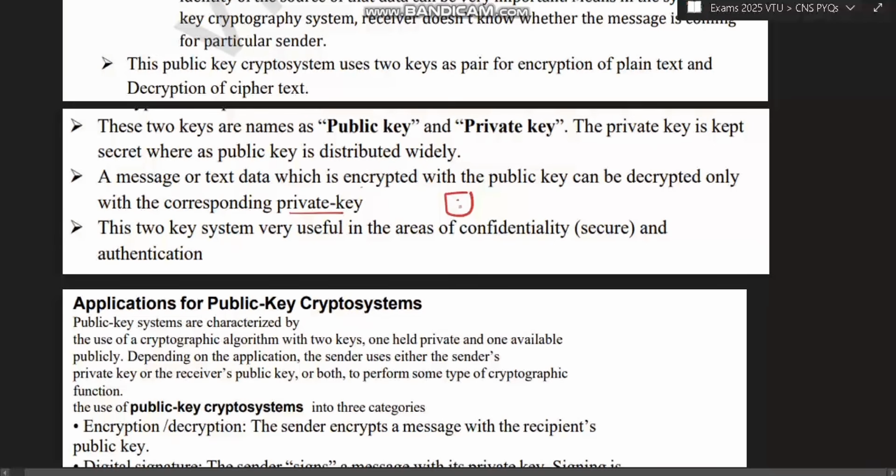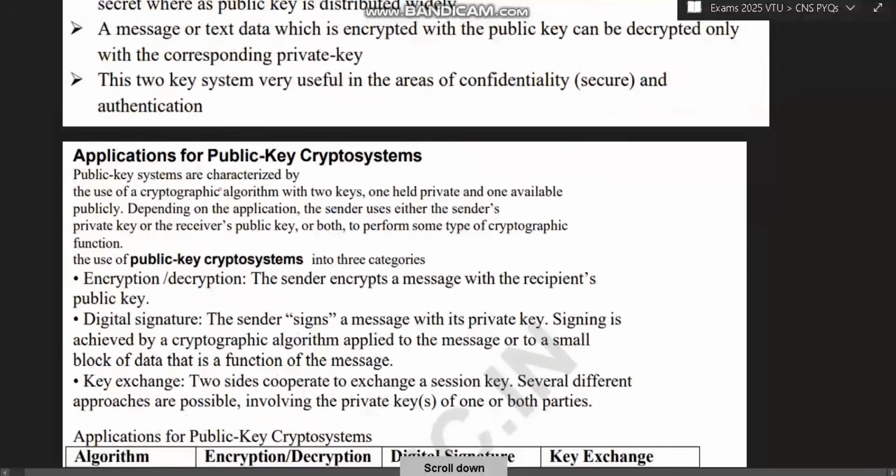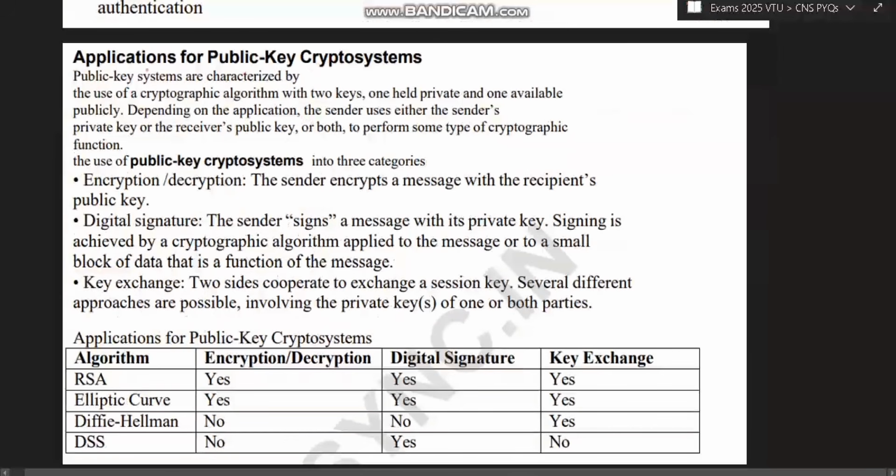So this is the box. Using the public key it has been locked, and it can only be opened using the private key, not with the public key. The public key is just for locking. Now this two-key system is very useful in the areas of confidentiality and authentication. What are the applications of the public key crypto system? These are characterized by the use of a cryptographic algorithm with two keys, one held private and one available publicly. Depending on the application, the sender uses either the sender's private key or the receiver's public key, or both, to perform some type of cryptographic function.